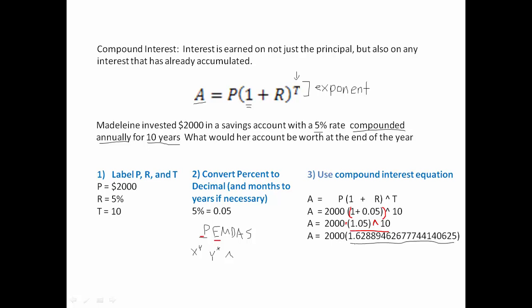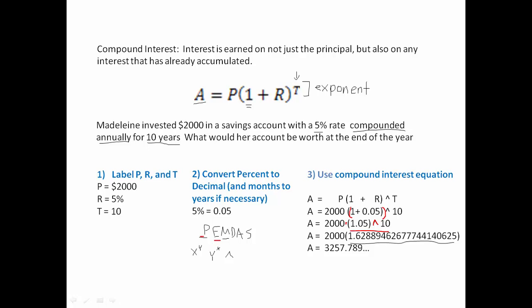This is awful, but this is something that we don't want to round just yet because we still need to multiply it by 2000. Don't hit clear though, leave it in your calculator. Doesn't matter what order you multiply stuff in, so if you leave it in there and hit times 2000, that will take care of our last part of the order of operations, the multiply. And we'll get 3,257.789 and then a whole bunch of other stuff.